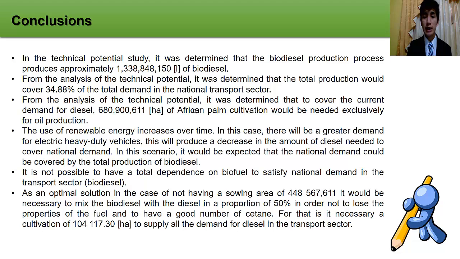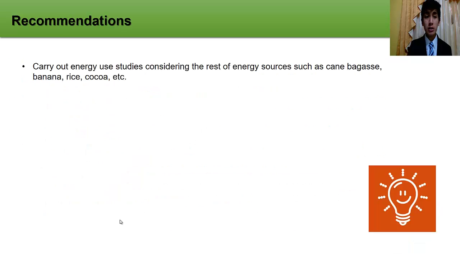As an optimal solution in the case of not having a sowing area of this amount, it will be necessary to mix the biodiesel with the diesel in a proportion of 50% in order to not lose the properties of the fuel and to have a good cetane number. For that, it is necessary to cultivate this amount of hectares to supply all the demand for diesel in the transport sector. The recommendations: carry out energy studies considering the rest of the energy sources such as sugarcane bagasse, banana, rice, cocoa, etc.